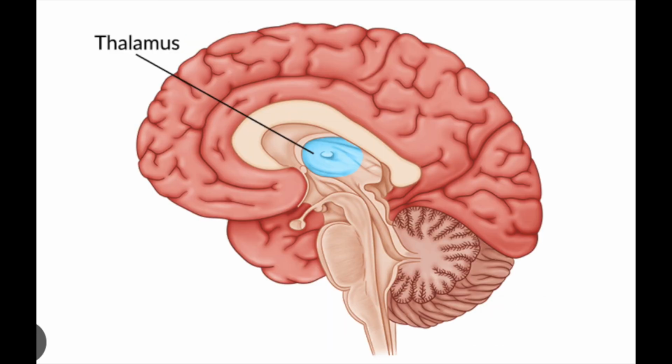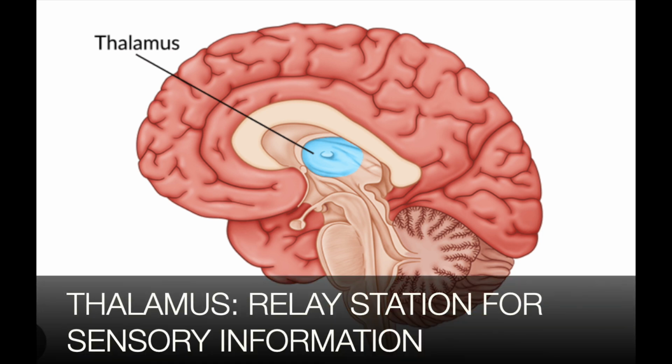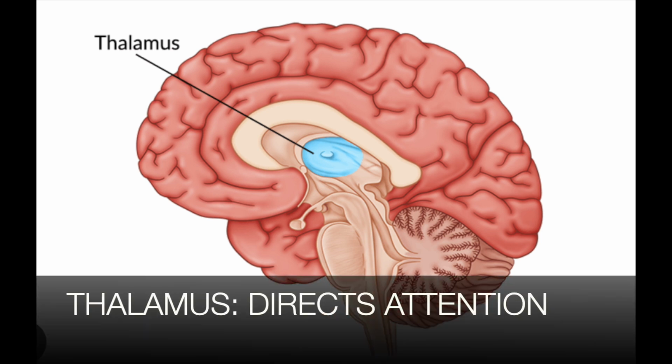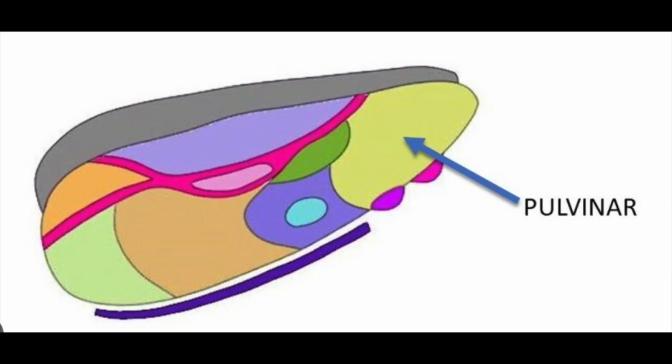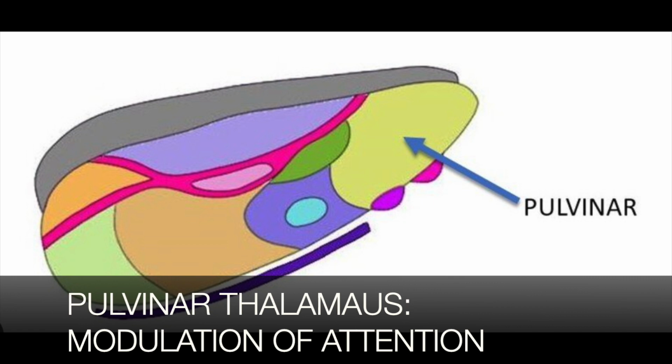The thalamus is also involved in attention. The thalamus serves as a relay station for sensory information and plays a role in directing attention to relevant sensory stimuli. Specific nuclei within the thalamus, such as the pulvinar nucleus, are involved in the control and modulation of attentional processes, particularly in the visual and auditory modalities.